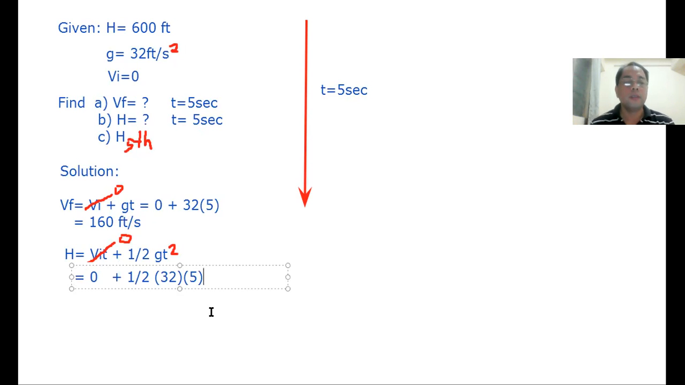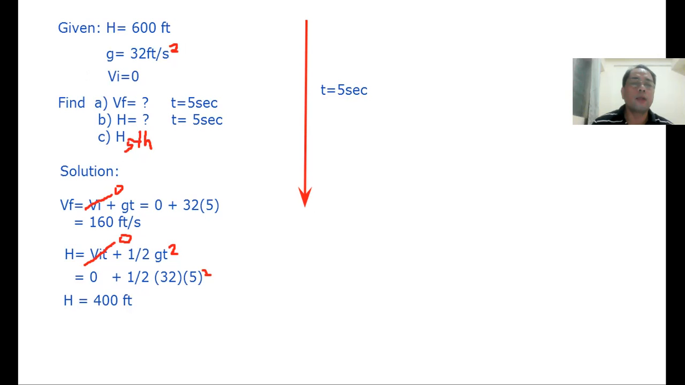So we square the time, multiplying it by 1/2 of 32, which is 16. Then we are able to find the distance traveled by the object after 5 seconds. That value is around 400 feet. So if we measure this distance here, this is 400 feet. Its speed is 160 at the tip of this arrow.